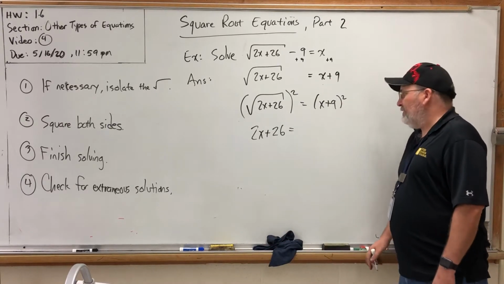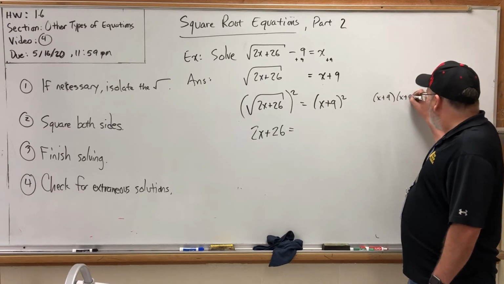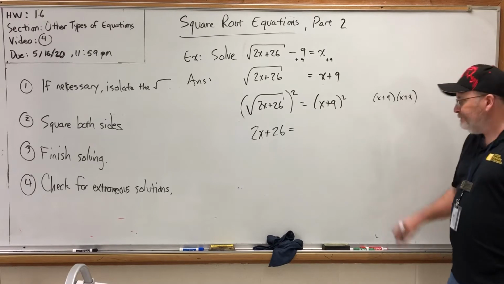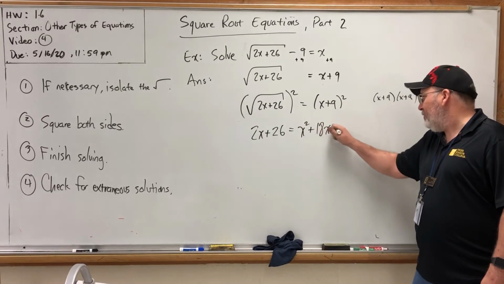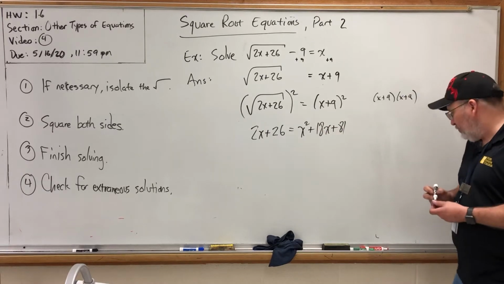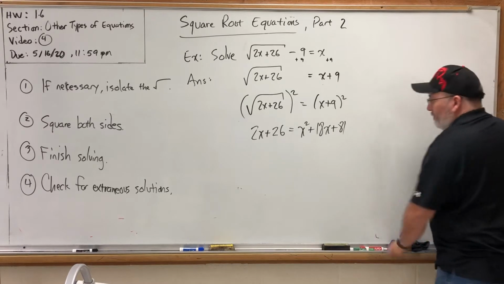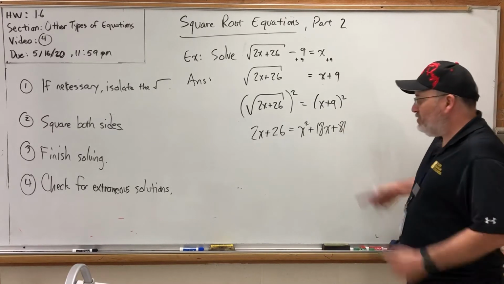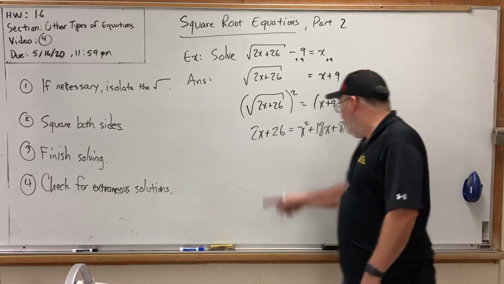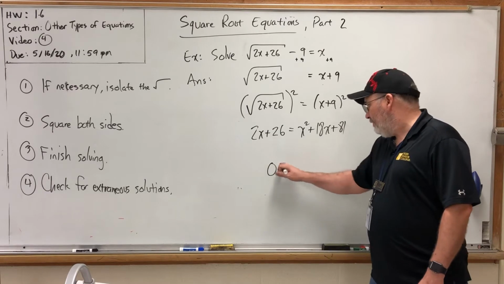If we're going to square x plus 9, we have to write it twice and FOIL it. So I'm going to spare you the FOIL details, and you will get x squared plus 18x plus 81 once you've combined like terms. All right, so we've just done step 2, which is square both sides, and lo and behold, it's another quadratic equation. So now we have to shift gears while we're finishing solving and treat this like a quadratic equation, which means I'll need to get it equal to 0.